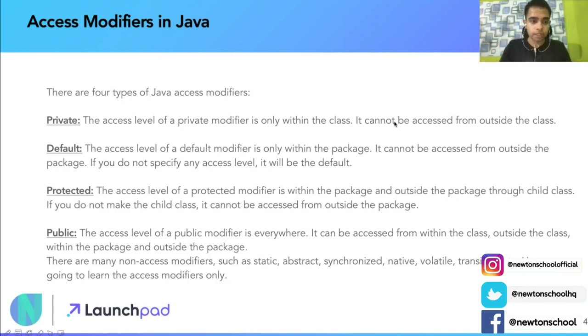Second one is default. In default, the access level of the default modifier is only within the package. It cannot be accessed outside the package. But अगर एक package के अंदर multiple classes हैं, you can use that modifier inside the other classes in the same package, but nothing outside in a different package. And one more thing, since the name is default, if you don't specify any modifier, it will be default by itself.